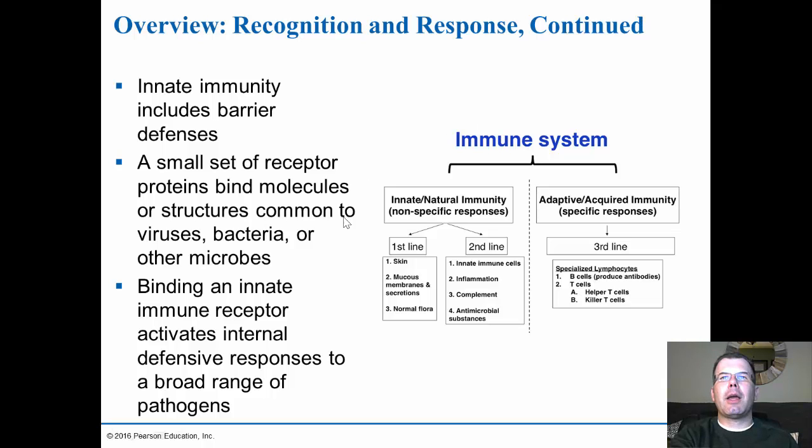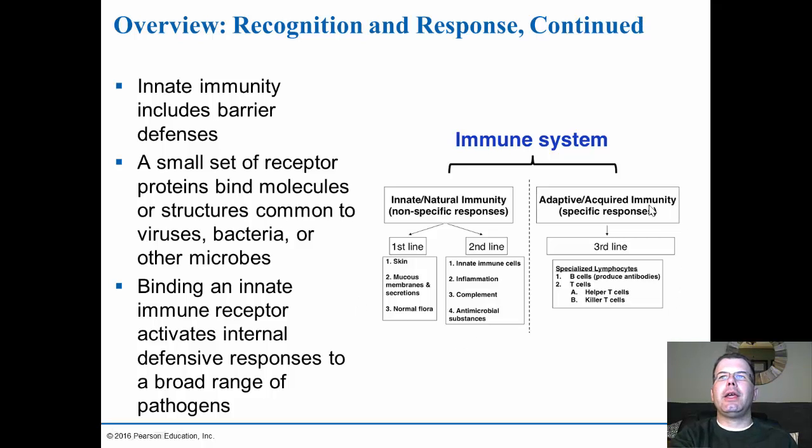The second line, like I mentioned before, is your innate immune cells, which are mostly or all white blood cells, but not all of the white blood cells. And again, we'll talk about that. Inflammation, complement, and then the antimicrobial substances that these cells produce.